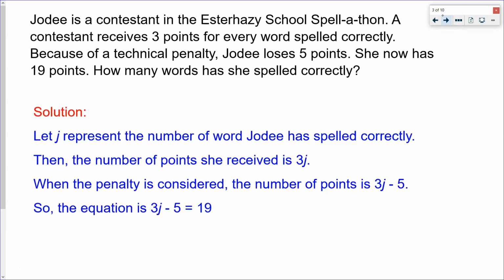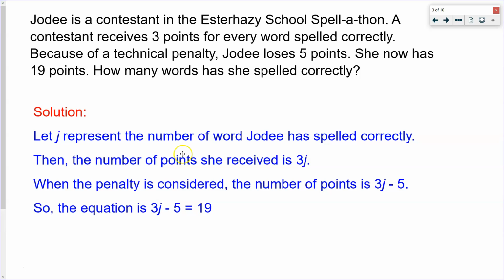So, Jody's a contestant in the Esther Hazy School Spellathon. A contestant receives 3 points for every word spelled correctly, and because of a technical penalty, Jody loses 5 points. She now has 19 points. So we want to find out how many words has she spelled correctly.